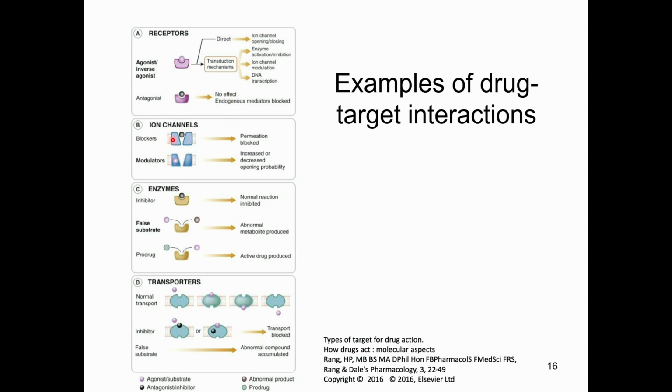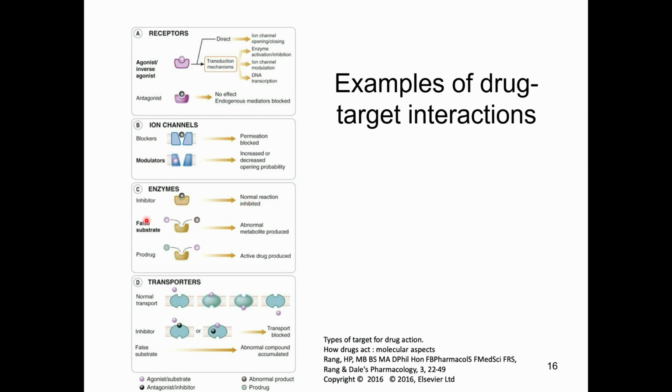Ion channels. Some drugs actually just block ion channels. They plug them up by binding to the place in the channel that ordinarily conducts ions, and that would block ion transport. Other drugs can bind elsewhere on the ion channel and modulate it. It means it changes its propensity, the number of ions that will flow through per minute, for instance. Enzymes. You can have enzyme inhibitors where the drug actually prevents that enzyme from working.